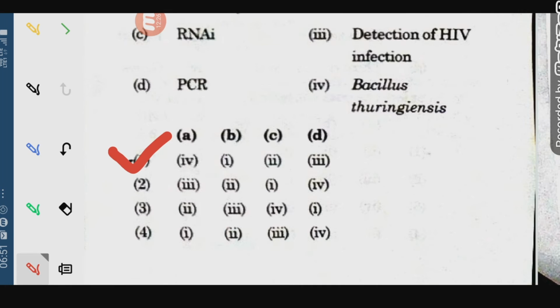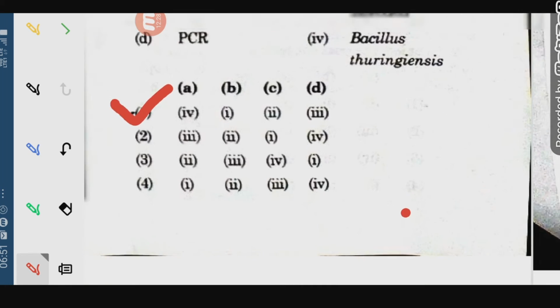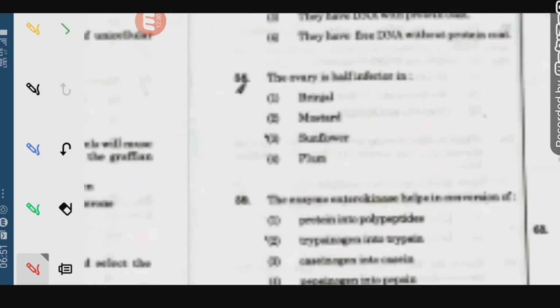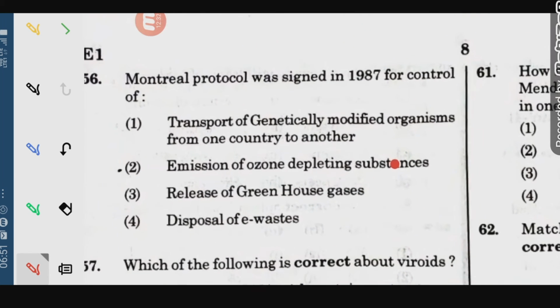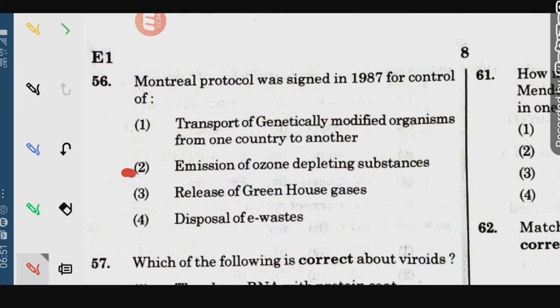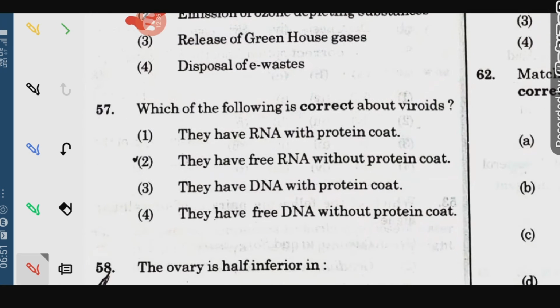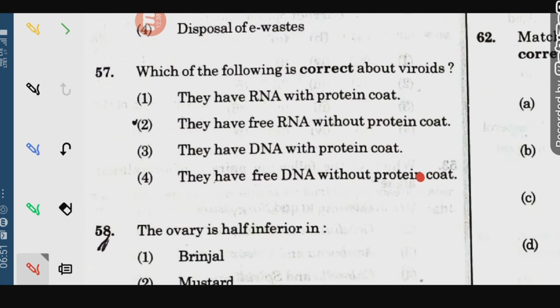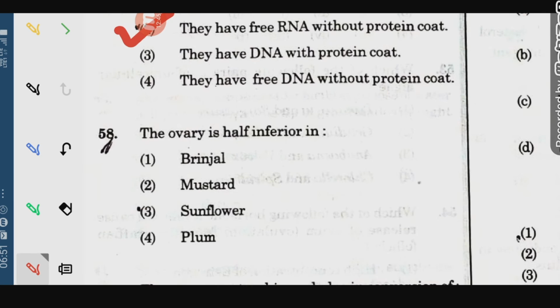Montreal Protocol is associated with emission of ozone depleting substances. Then correct one about viroids. Okay, free RNA without protein coat. This should be the correct answer. Then the ovary is half inferior in plum. The enzyme enterokinase helps in the conversion of trypsinogen into trypsin.